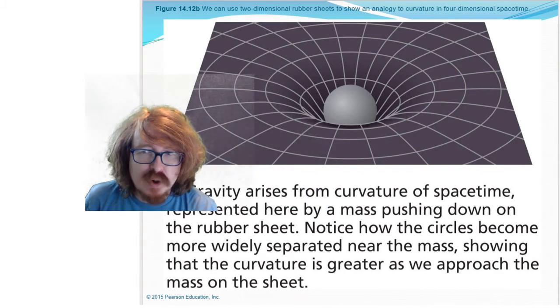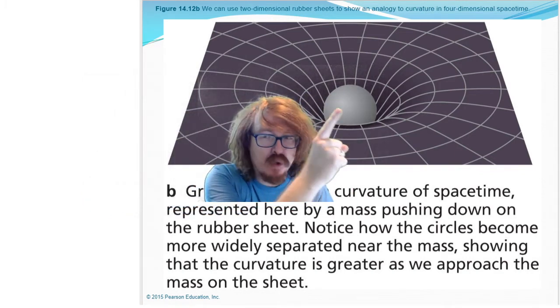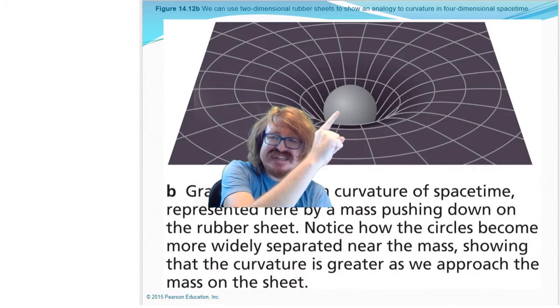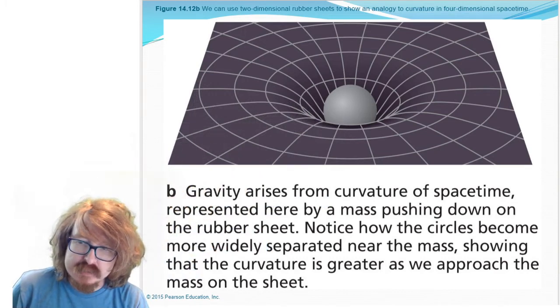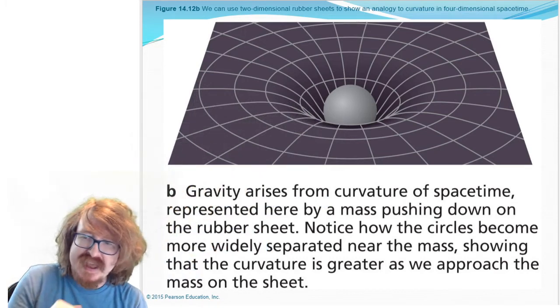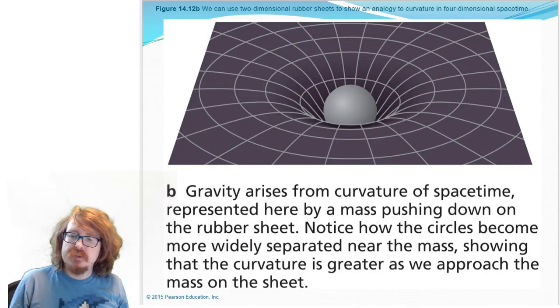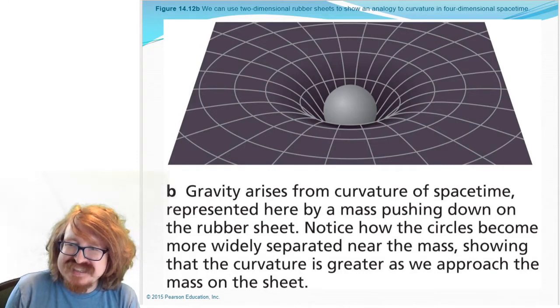But here's the important thing. This bowling ball is a mass. Which direction is it bending the sheet, okay? Which direction is it bending the sheet? Up, down, left, right, forward, backward? Down. It's bending it down.